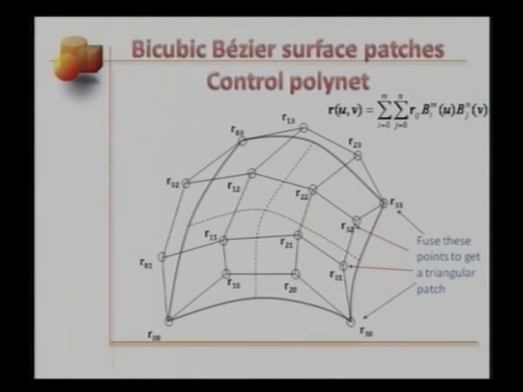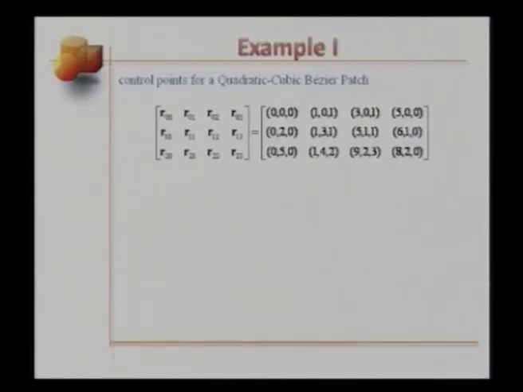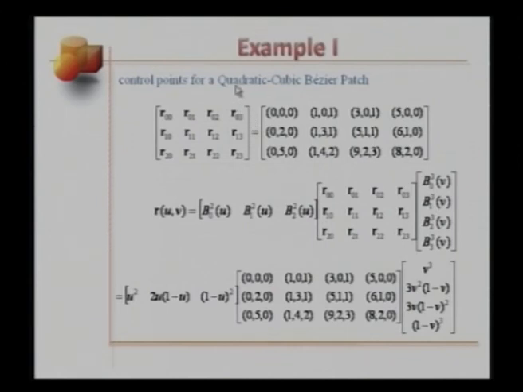Let's take a look at a few examples. The first one, the control points for a quadratic cubic Bézier patch are given by 0, 0, 0, 1, 0, 1, 3, 0, 1, 5, 0, 0, 0, 2, 0, 1, 3, 1, 5, 1, 1, 6, 1, 0, 0, 5, 0, 1, 4, 2, 9, 2, 3, 8, 2, 0. Here m equals 2 and n equals 3. Corresponding to u, we'll have Bernstein polynomials of degree 2, and corresponding to parameter v, we'll have the same in degree 3.